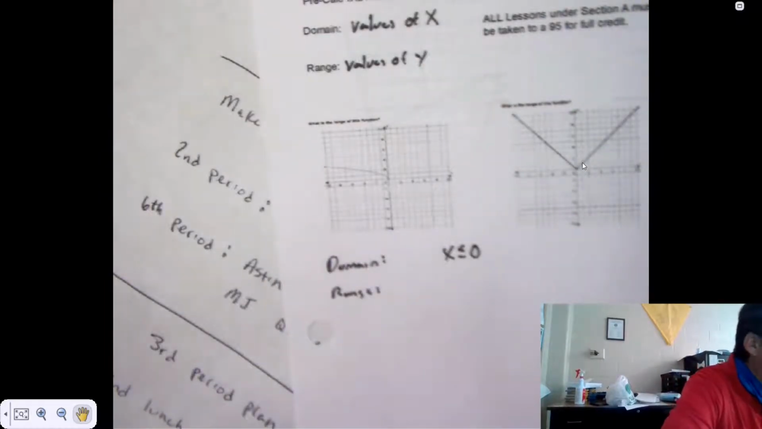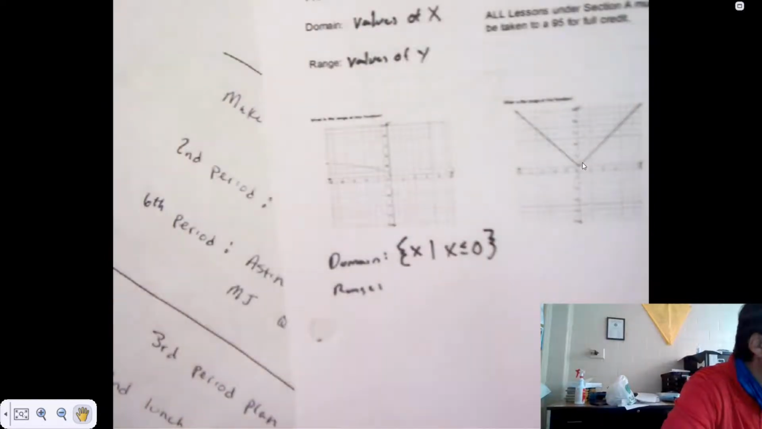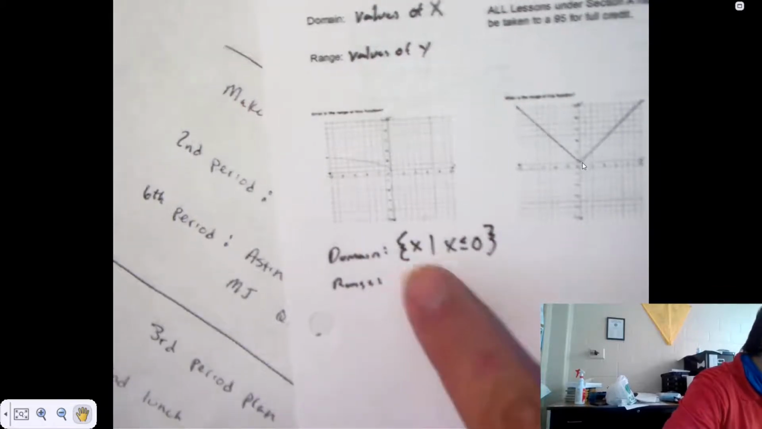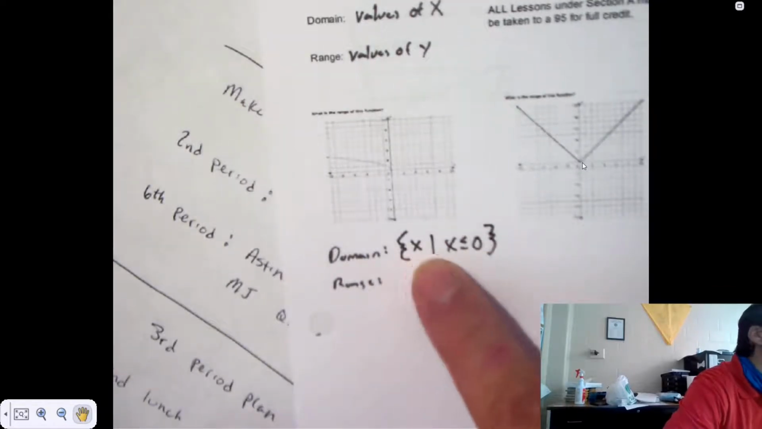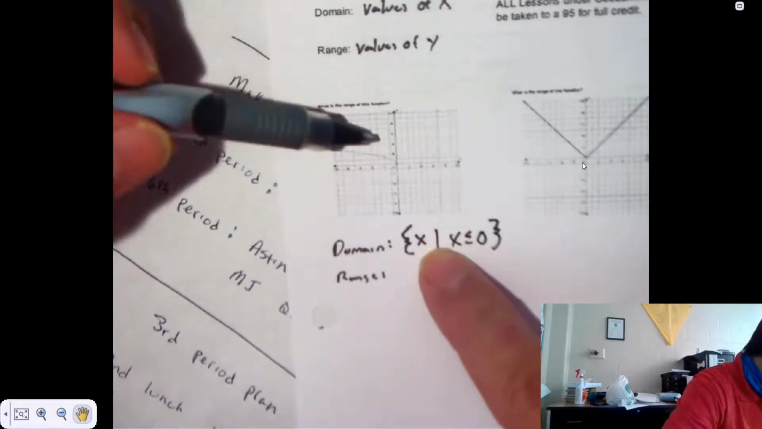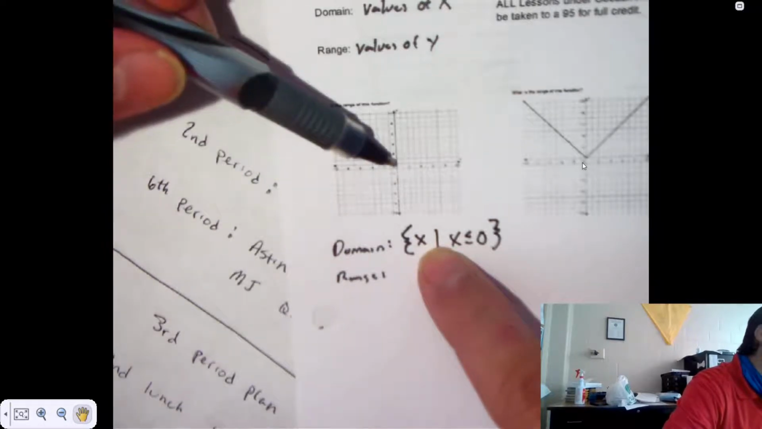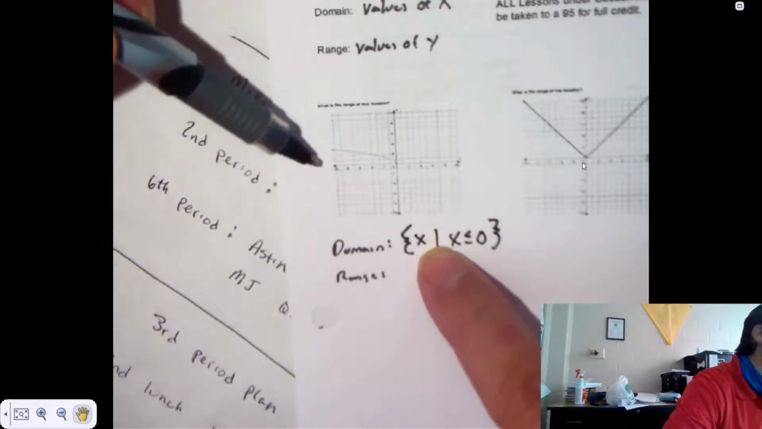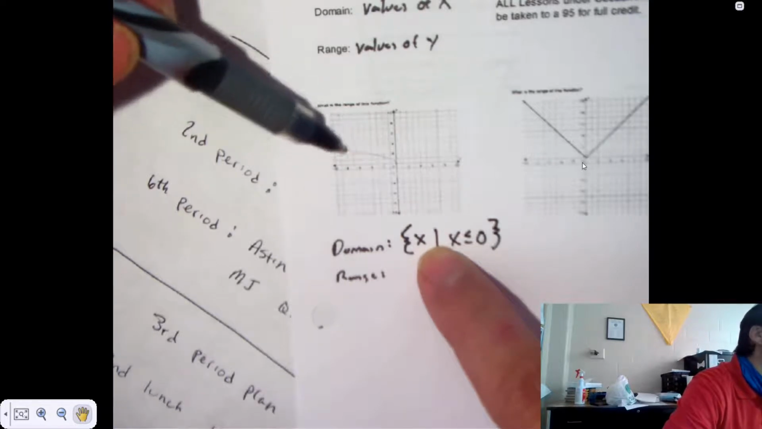Now, IXL uses set builder notation, so I write it like this. It's called set builder notation. Just wrap it in curly braces: all values of x such that x is less than or equal to 0. Now, as far as range, it's the same idea. Actually, never mind, we're not doing interval notation.